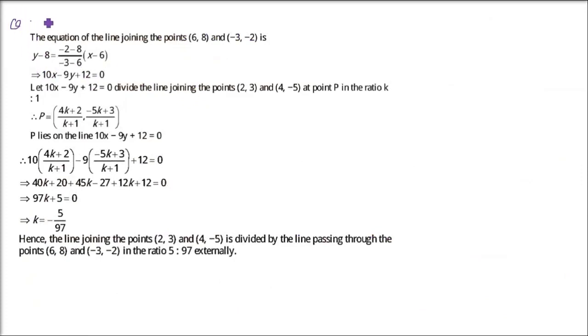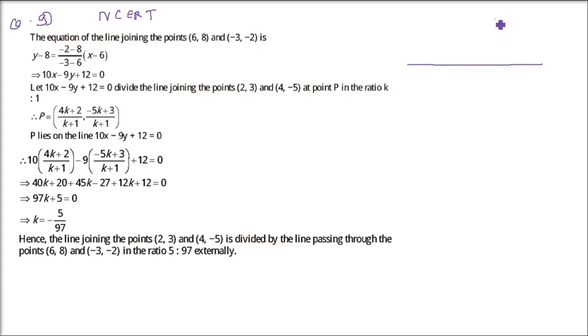This is question number 9. This is an NCERT question. In what ratio is the line joining the points (2, 3) and (4, -5) divided by the line passing through the points (6, 8) and (-3, -2)?